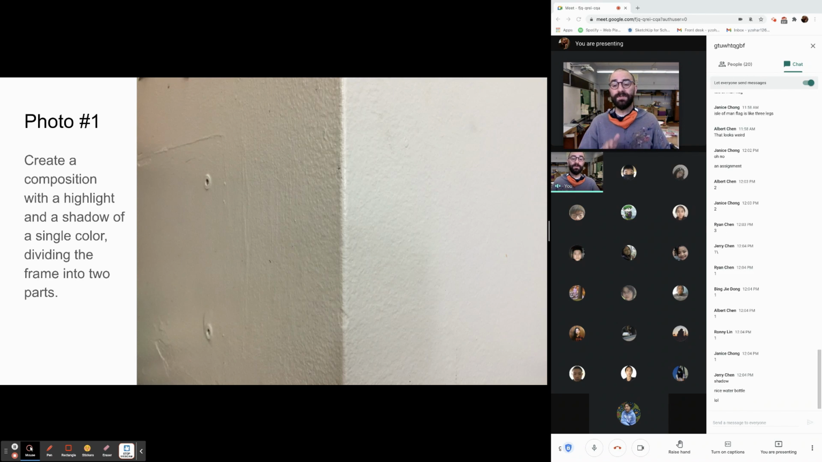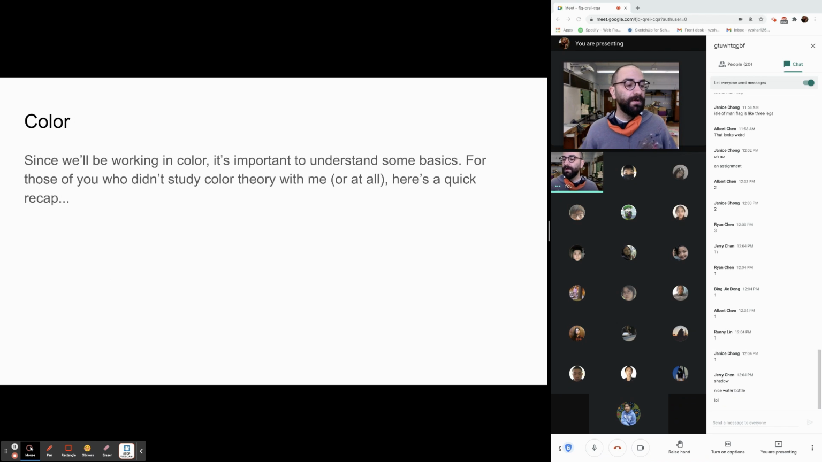They don't have to be equal sizes, but basically it's going to be an abstract composition that looks like two different colors, but it's actually one color. And that's because of how light is hitting that surface, and then, of course, bouncing back into your camera.